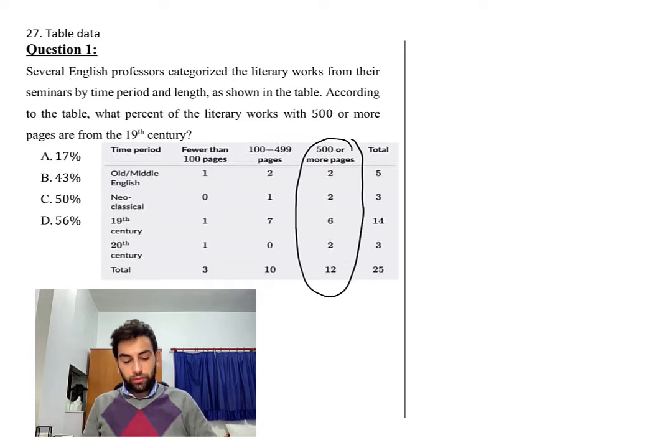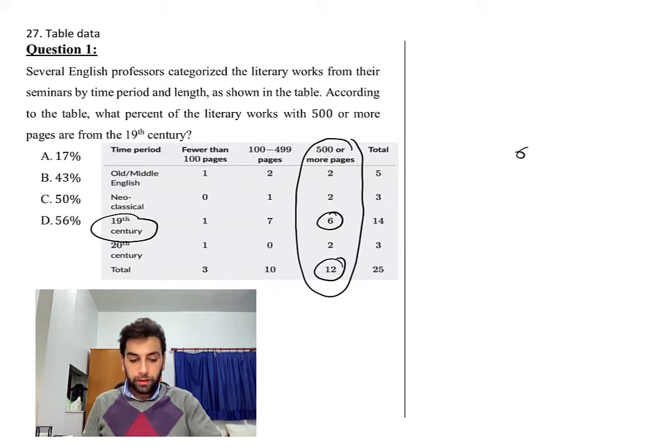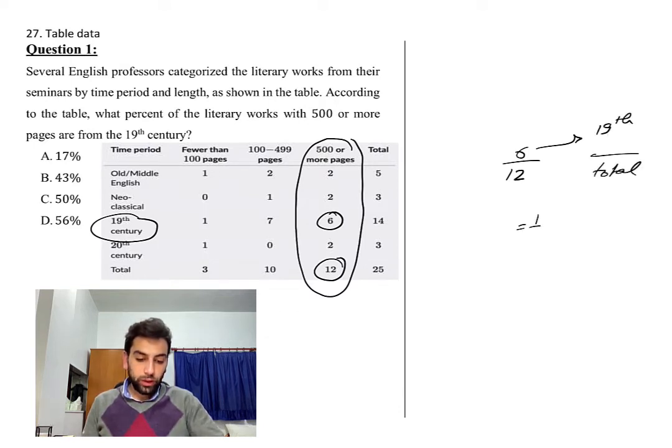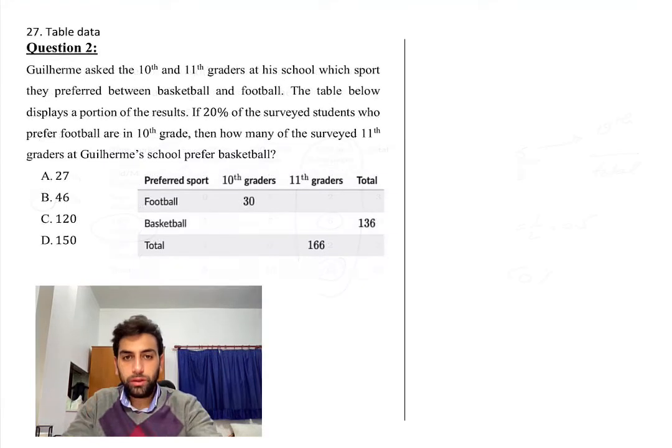What percentage of the total is from the 19th century, which is 6 divided by 12? So, 6 divided by 12 is the percentage of the 19th century from the total, which is equal to 1 half, which is 0.5. Accordingly, this is 50% of the total. So my answer would be choice number C. Going to question number 2 now.